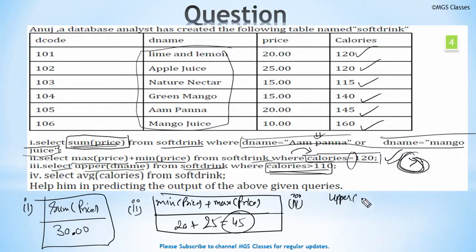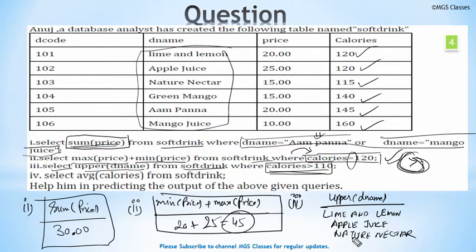So the upper of D name will be, what will be the output? Lime and lemon. So it will be lime and lemon. Then apple juice. Everything will be in uppercase. Remember this. Okay. Apple juice, and then we have nature nectar, and then we have green mango, and then we have aam panna.